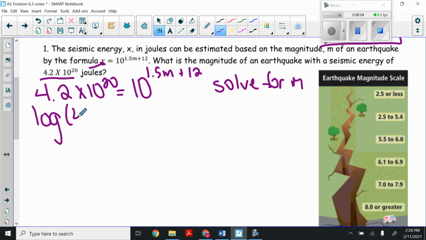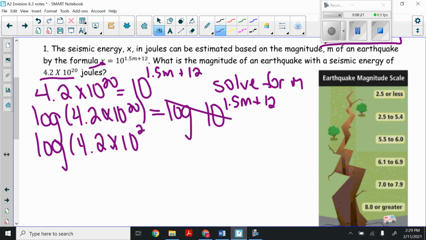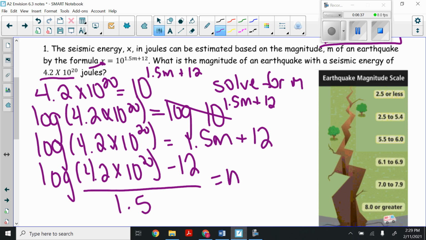Log of 4.2 times 10 to the 20th equals log of 10 to the 1.5 M plus 12. And on this side, the log of 10 goes away because that's just 1. So I get the log of 4.2 times 10 to the 20th power equals 1.5 M plus 12. So I'm going to subtract 12 from both sides. So log of 4.2 times 10 to the 20th, then I'll subtract 12. Then I'll divide by 1.5 to get M by itself.